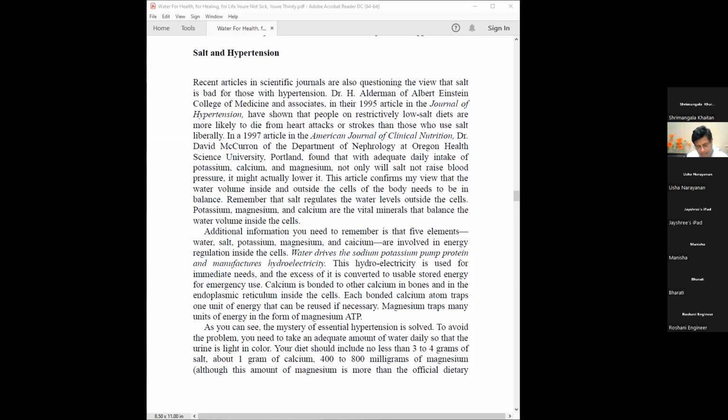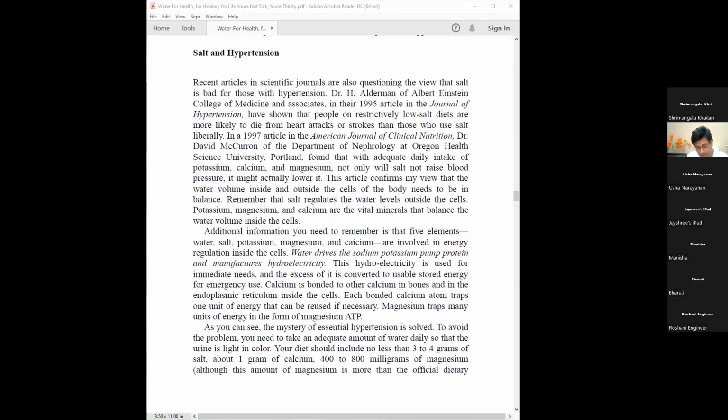Salt and hypertension. Recent articles in scientific journals are also questioning the view that salt is bad for those with hypertension. Dr. H. Alderman of Albert Einstein College of Medicine and Associates, in their 1995 article in the Journal of Hypertension, have shown that people on restrictively low salt diets are more likely to die from heart attacks or strokes than those who use salt liberally.